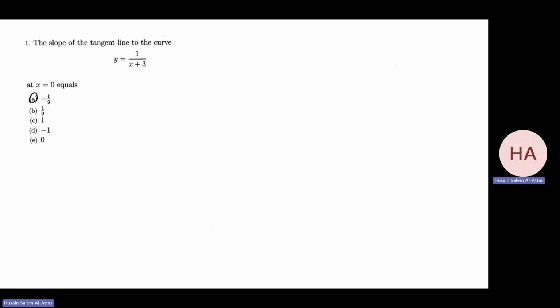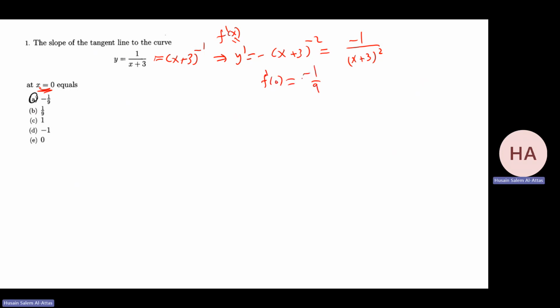The slope of the tangent line to this curve at x equals 0. You can make it x plus 3 to the power minus 1, where y prime is what? Minus 1 over x plus 3. It will be minus, and I will try most of these problems using the formula and the definition, which is minus 1 over x plus 3 whole square. At x equals 0, that means f prime. F prime at 0 is what? Minus 1 over 9. The slope of the tangent line, and we want what?